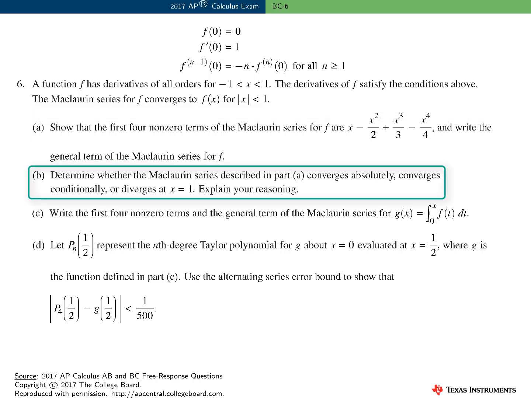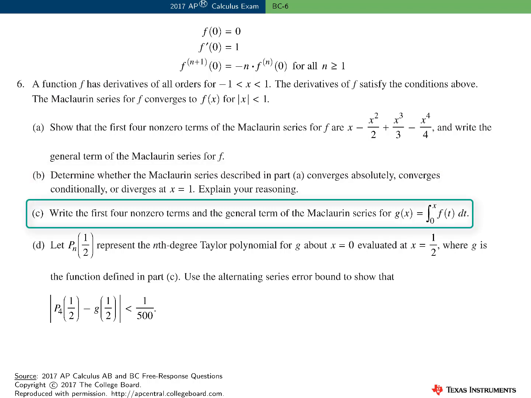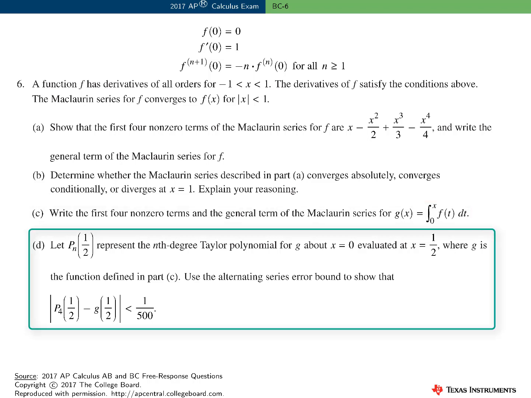In part B, the student needs to determine whether the Maclaurin series in part A converges absolutely, converges conditionally, or diverges at x equal 1. In part C, the student needs to write the first four non-zero terms and the general term of the Maclaurin series for a new function g, defined as the integral from 0 to x of f of t dt.